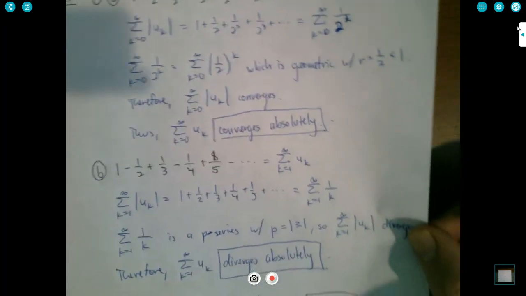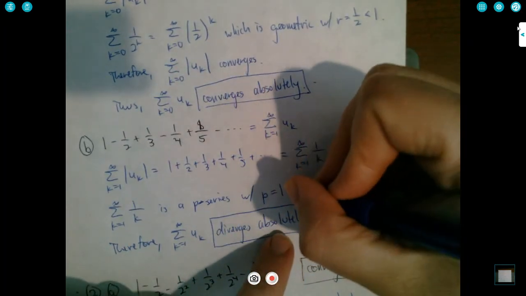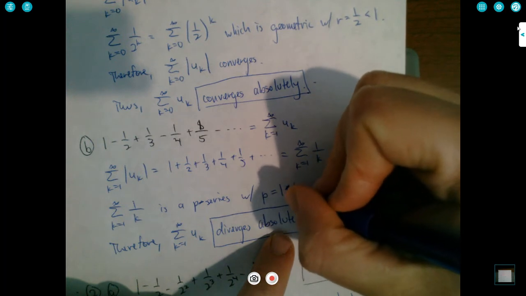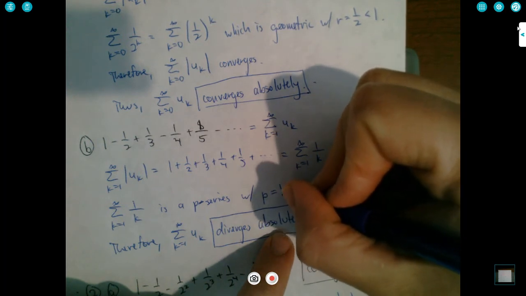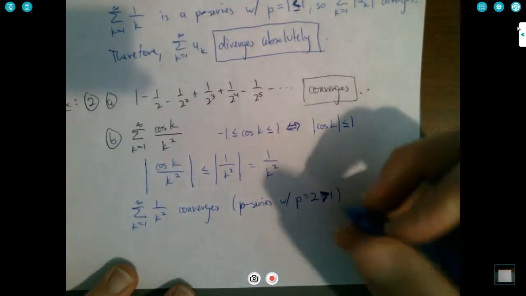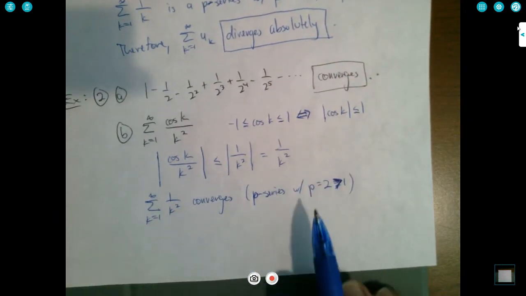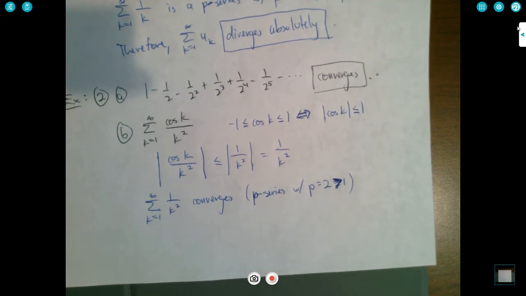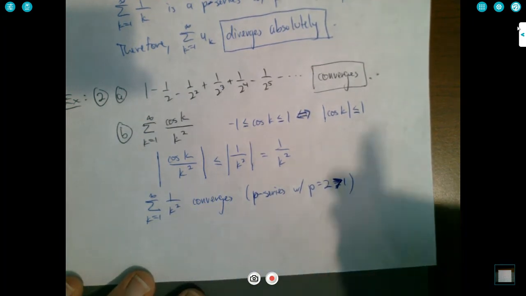Which reminds me, up here on example 1 part B, I really should have said less than or equal to 1. That's the condition that causes it to fail. Anyway, I apologize for that. But yeah, the p series here with p equal to 2, which is greater than 1, converges.